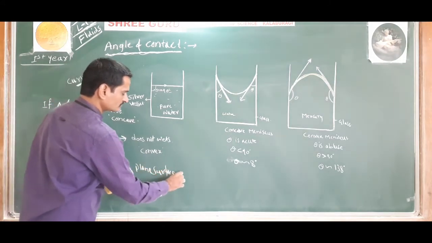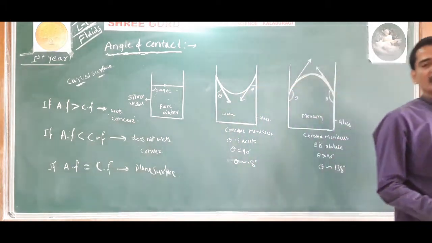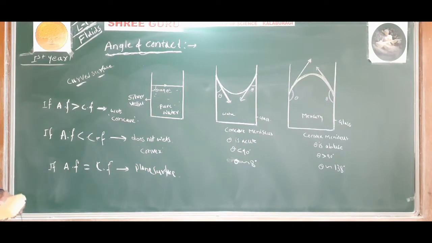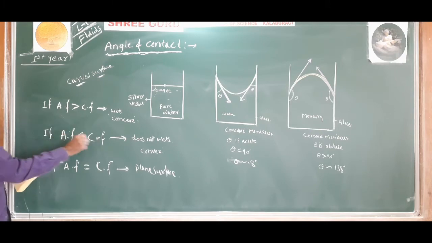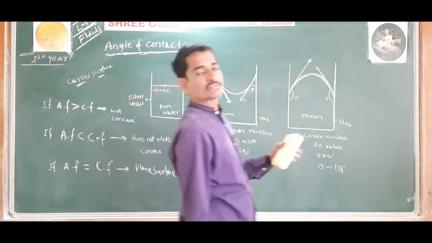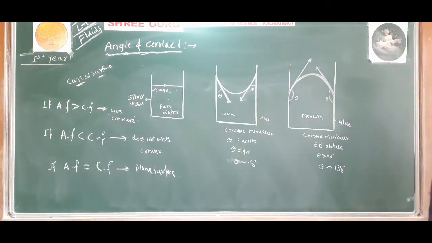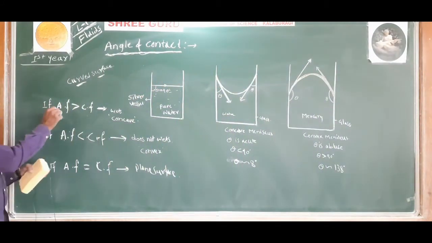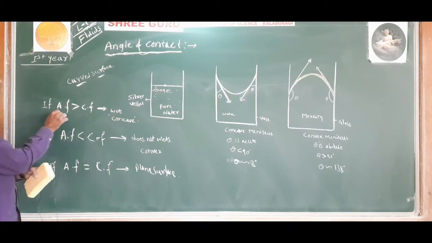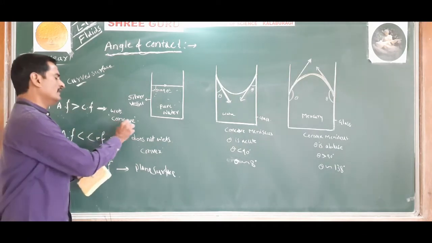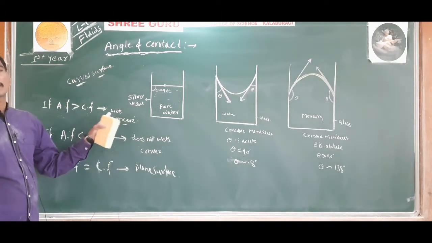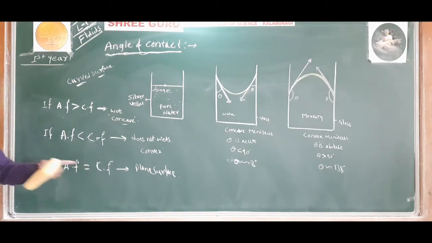So understand, the shape of the liquid surface when it is in contact with a solid surface depends upon the relative strength of adhesive force and cohesive force. If adhesive force is greater than cohesive force, then the meniscus will be a concave meniscus and the liquid wets the solid surface. So like this you can understand.